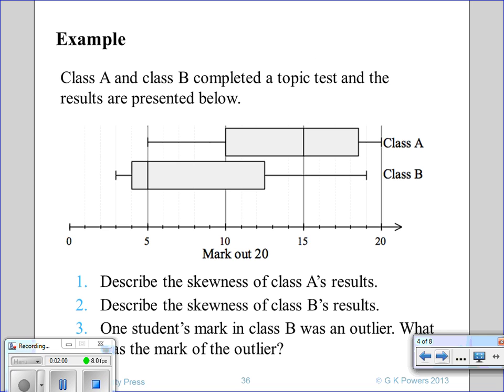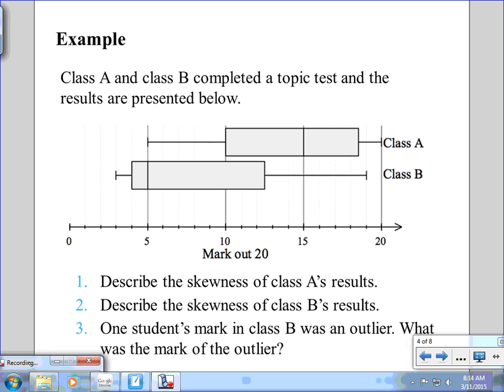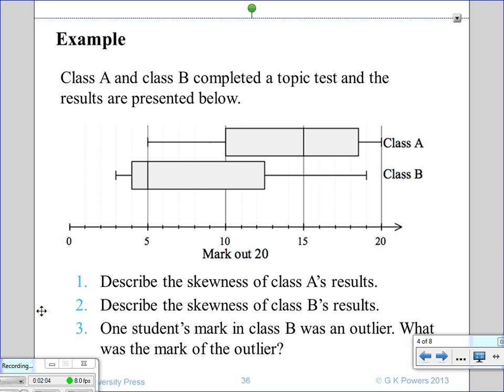Right, let's have a look. We've got a couple of questions here. Describe the skewness of A's results. So we've got a tail in the negative end, so it's negative. In B's results, we've got a tail in the positive end, so it's positive.